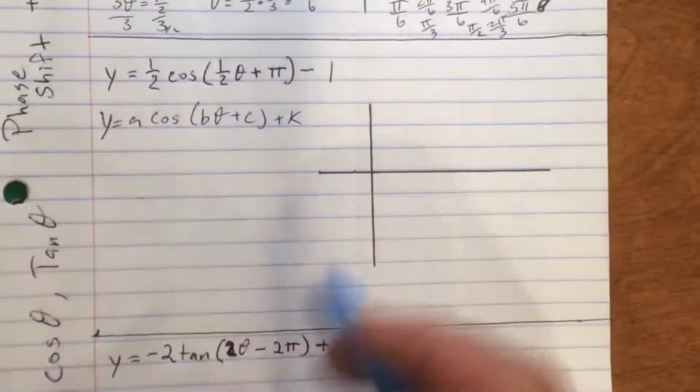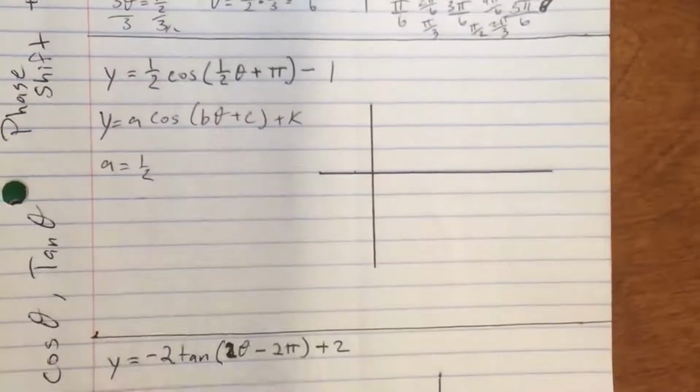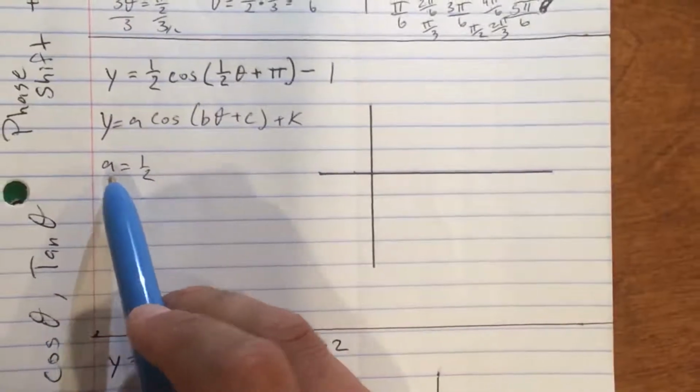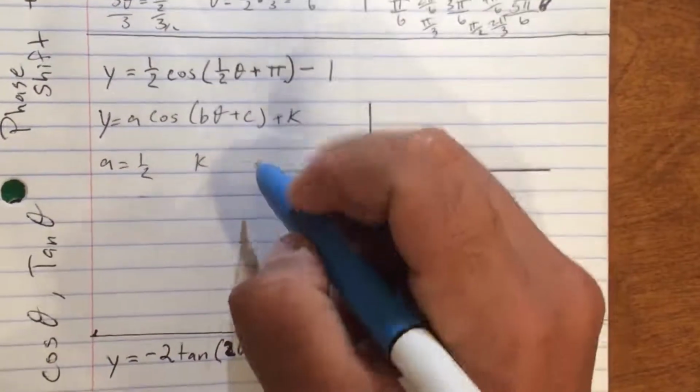Once again, we're just going to go down the line and solve for everything. So for this one, the first one is 1/2. It's going to be our amplitude. Then we're going to have our k. Our k is equal to -1.